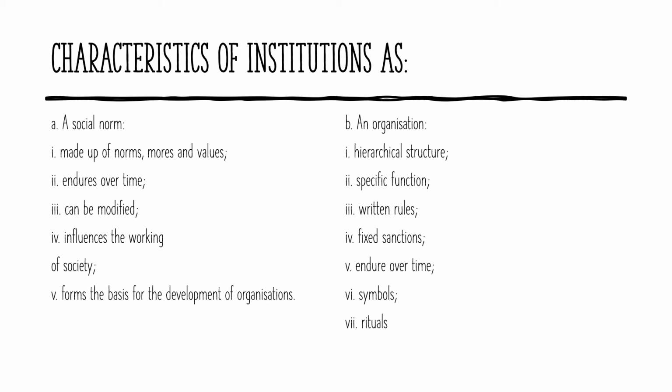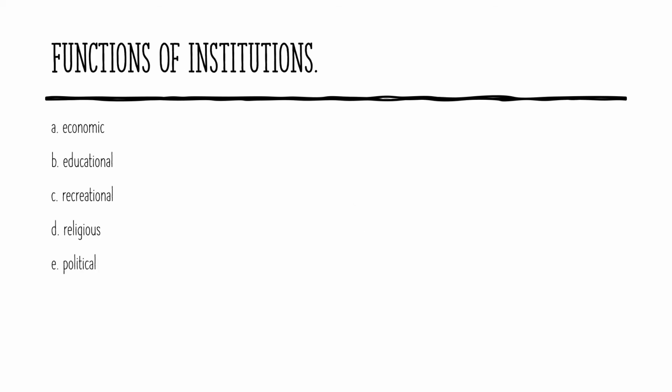Now, when an institution becomes an organization, what are the characteristics? One, there is a hierarchical structure. Two, specific function. Three, there are written rules and fixed sanctions, and the institution functions over time. There are symbols, and then there are rituals. Now, the functions of institutions. One, the function is for economic purposes, educational purposes, recreational purposes, religious or political. These are all different types of institutions, and these are the reasons that we have them.